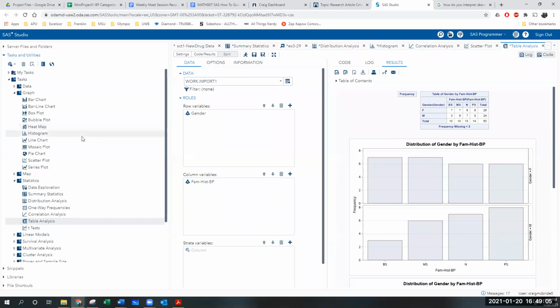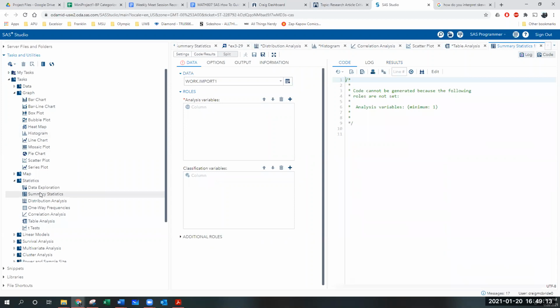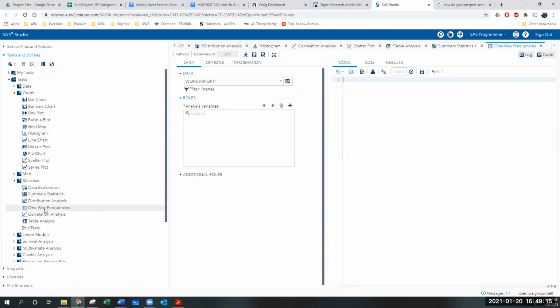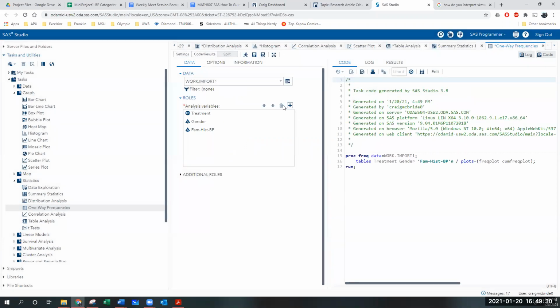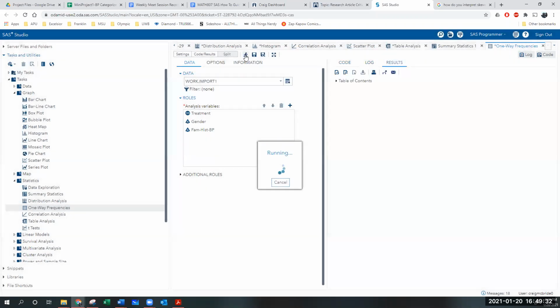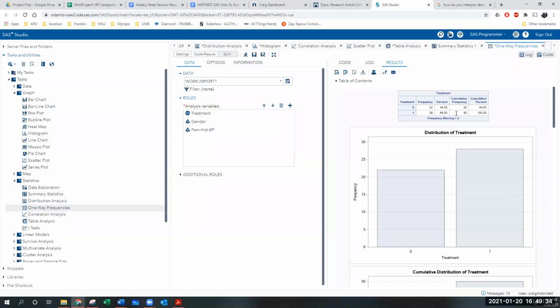How do we get frequency counts, kids? Somebody's done it. It's not just in summary stats, is it? Is a one-way frequency. Ah, there you go. One-way frequencies. Yeah, that would make sense. Of course. And so then you can go gender, family history, and treatment. Add those in and run it. And there you go. So there's your frequency table.